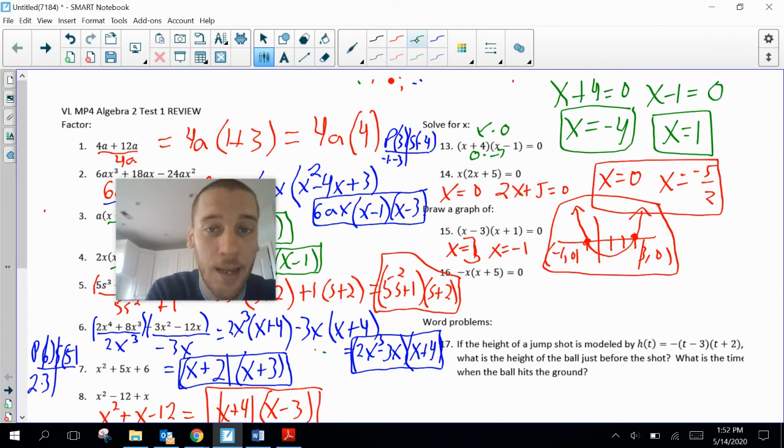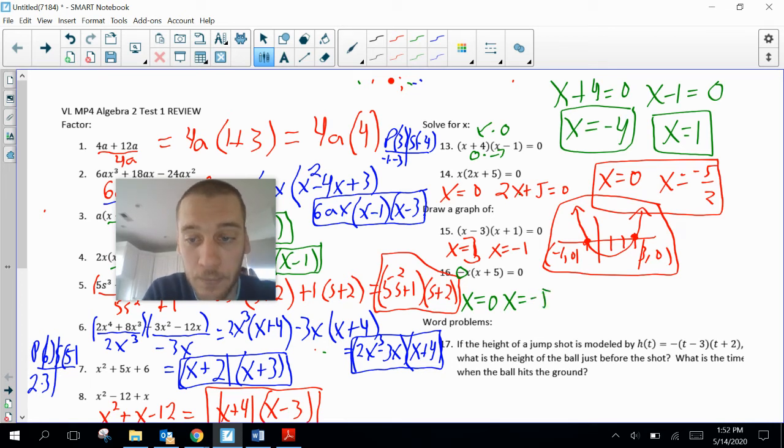Number 16 is slightly different because there's a negative in front. So this is going to make my u be upside down. And I'm going to do the same thing. I set these two factors equal to 0. So if this was 0, I'm good. Also, if x is negative 5, I'm good.